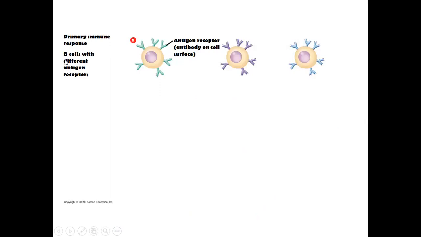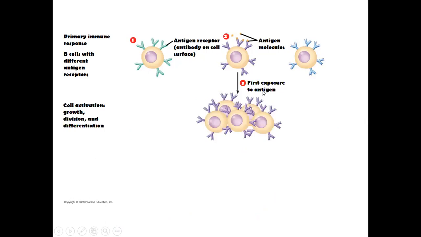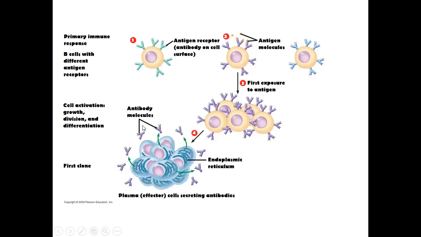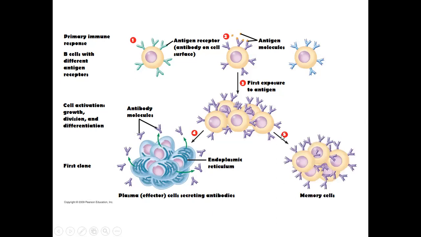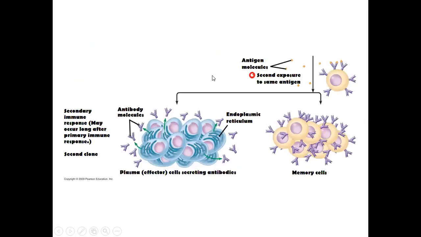This is the primary immune response. B cells with different antigen receptors. This is the antigen receptor. Antigen molecules. This is the molecules. First exposure to antigen: there is amplification, cell activation, growth, division, and differentiation. Antibody molecules are secreted. This is the first clone, with endoplasmic reticulum, plasma effector cells secreting antibodies. And at the same time, the memory cells are formed.